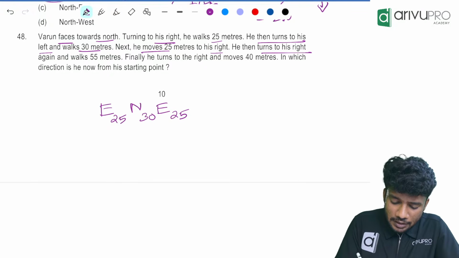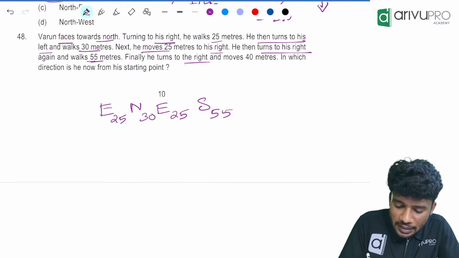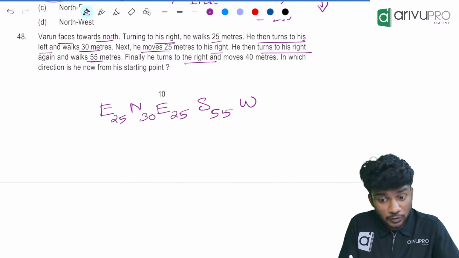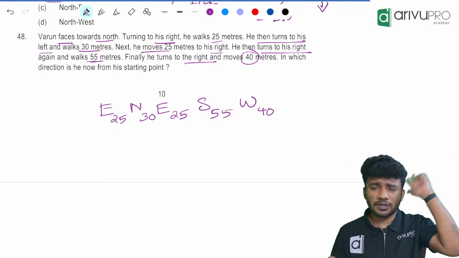Then he turns to the right. Right of east is what? South. How many meters did he walk? 55 meters. Finally he turns to the right. That means right of south is what? West. And walks how many meters? 40 meters. In which direction is he now? Now you see from the starting point.